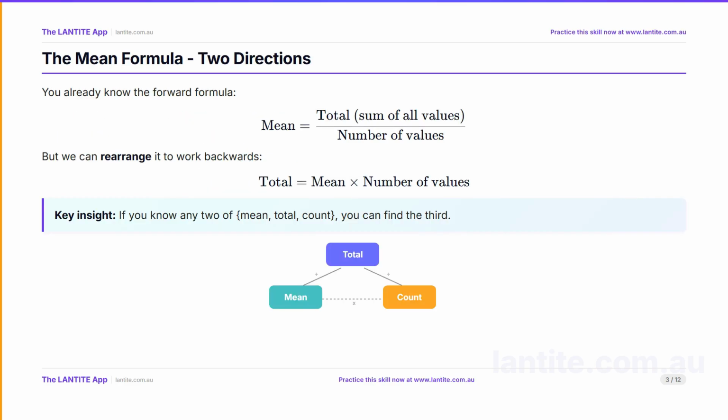You already know the mean formula: total divided by the number of values. But the LANTITE often requires you to rearrange this. If you multiply the mean by the number of values, you get the total. This means if you know any two of the three quantities, the mean, the total, or the count, you can always find the third. This simple rearrangement is the key to most of the questions in this lesson.